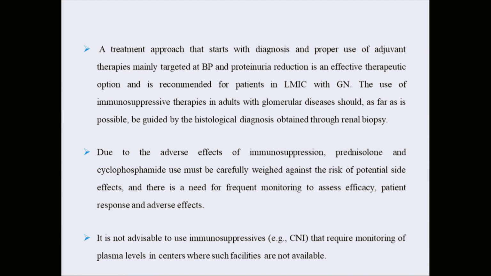The use of immunosuppressive therapies in adults with glomerular disease should, as far as is possible, be guided by the histological diagnosis obtained through renal biopsy. Due to the adverse effect of immunosuppression, prednisolone and cyclophosphamide use must be carefully weighed against the risk of potential side effects, and there is need for frequent monitoring of efficacy, patient response and adverse effect. It is not advisable to use immunosuppressives, that is CNI, that require monitoring of plasma levels in centers where such facilities are not available.